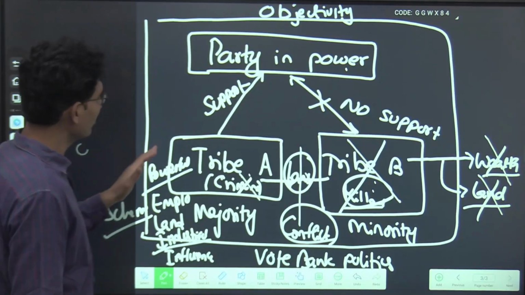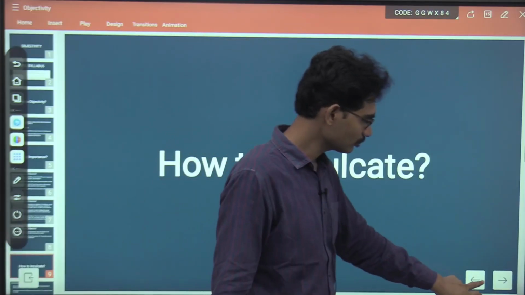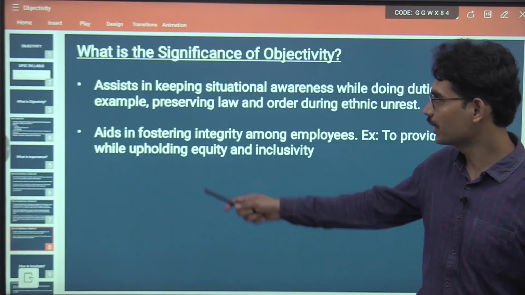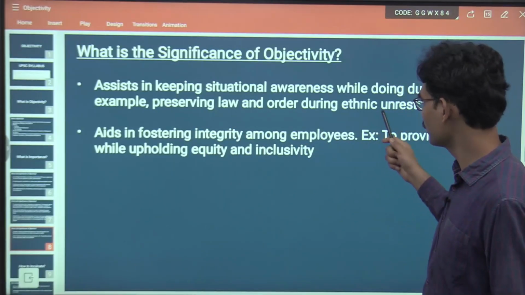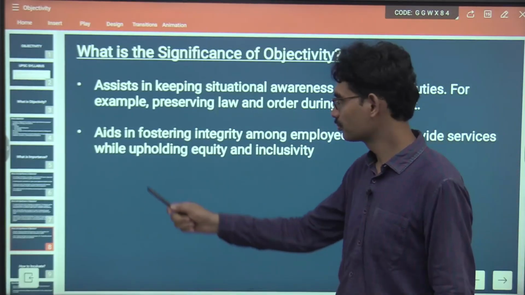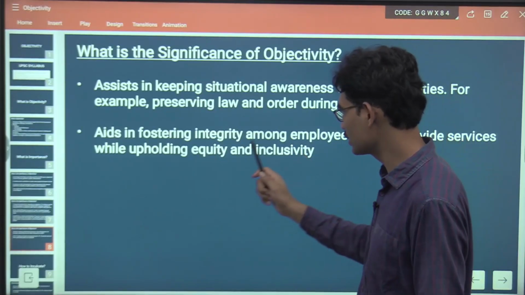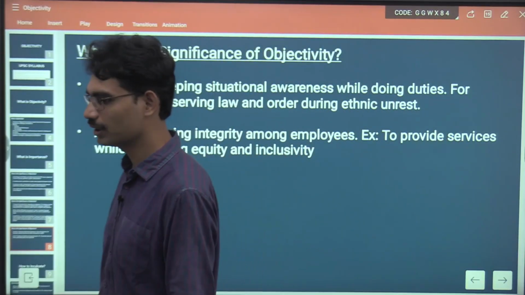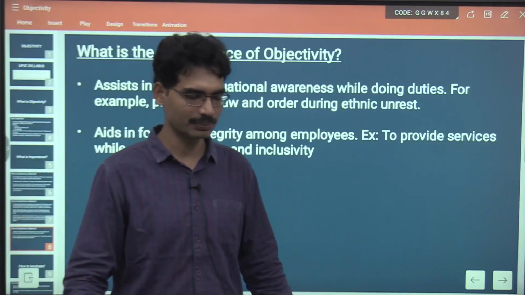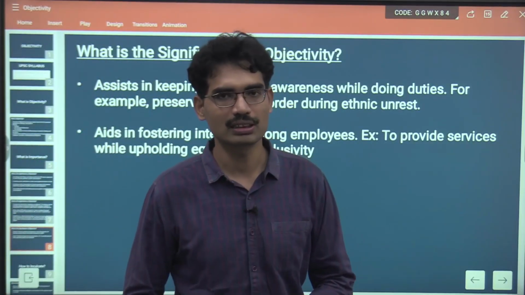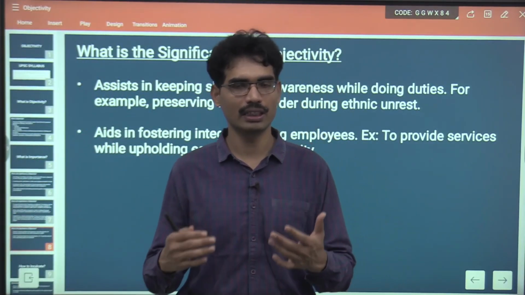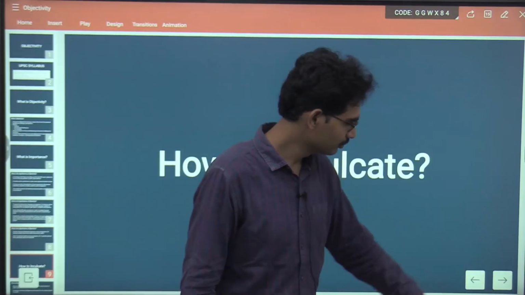That's how when it comes to when objectivity is there, preserving law and order during the ethnic unrest. Aids in fostering integrity among employees to provide services while upholding equity and inclusivity. So people will be respected, and whoever is supposed to get the schemes, they will become the beneficiaries.